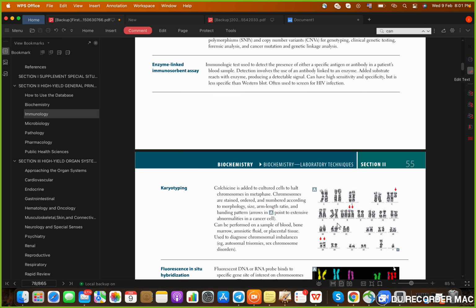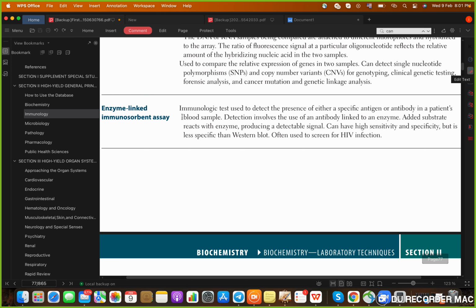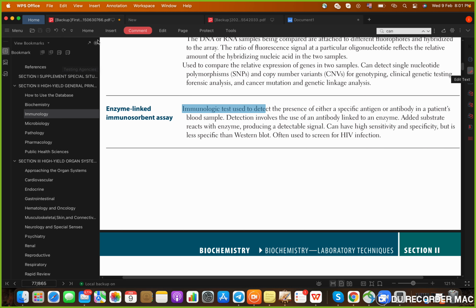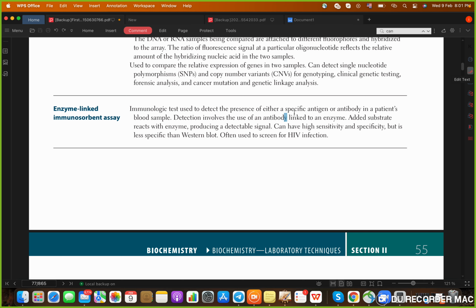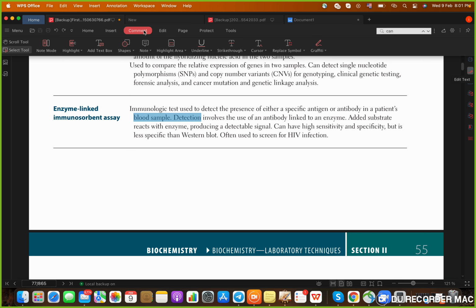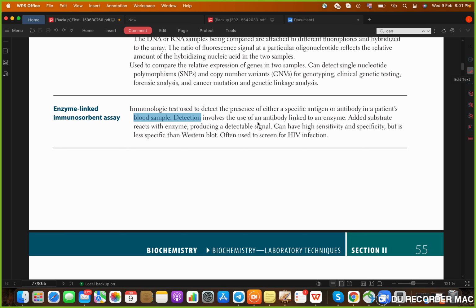ELISA, this is a super high yield one. ELISA is high yield. The idea of ELISA is that it can help you to detect an antibody or an antigen from the plasma. So they write, immunological test used to detect the presence of either a specific antigen or antibody in a patient's blood sample. Okay, so it involves the use of a specific antibody linked to an enzyme.